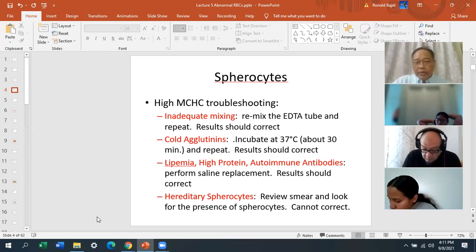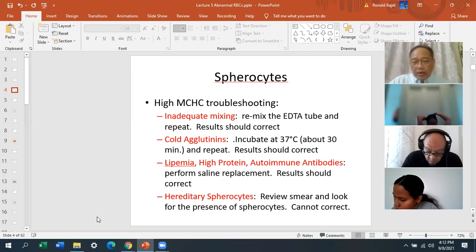Another easy way to troubleshoot a high MCHC: it could be caused by cold agglutinins. And the easy way to correct for high MCHC in the case of cold agglutinins is to put the tube in a heat block for about 30 minutes and then repeat the test. That's a common one. Patients will have cold agglutinins resulting in high MCHC. All you have to do is put the tube in a heat block for half an hour and then repeat it, and then your MCHC should come down to normal. So that's a more common one.